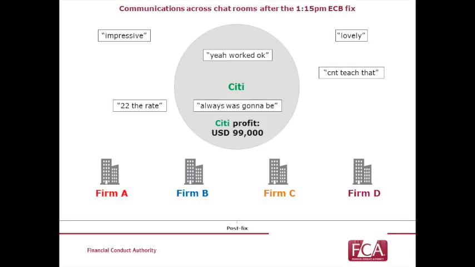Citi's trading in euro-dollar in this example generated a profit of $99,000.